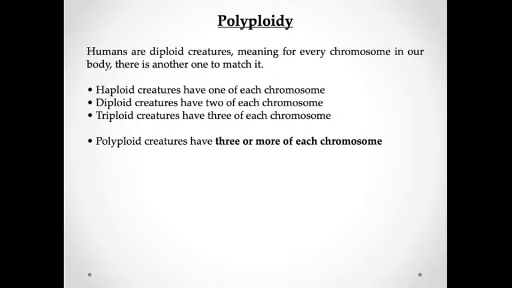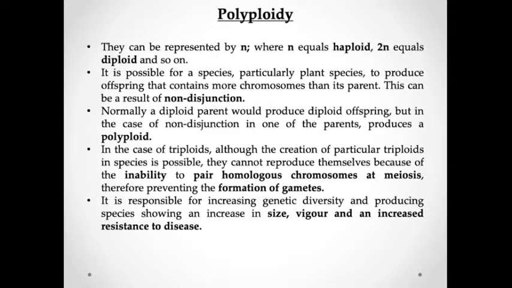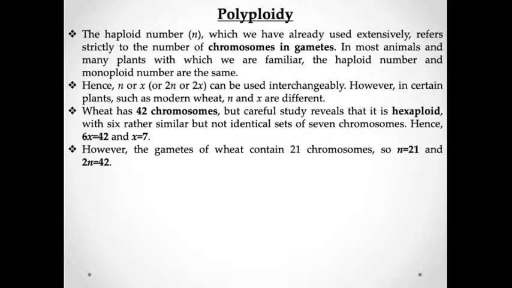Humans are diploid creatures, meaning for every chromosome in our body, there is another one to match it. Haploid creatures have one of each chromosome. Diploid creatures have two of each chromosome. Triploid creatures have three of each chromosome, and polyploid creatures have three or more of each chromosome. It mostly happens at the non-disjunction level, leading to the production of many more chromosomes, which helps to increase size, vigor, and resistance to diseases.